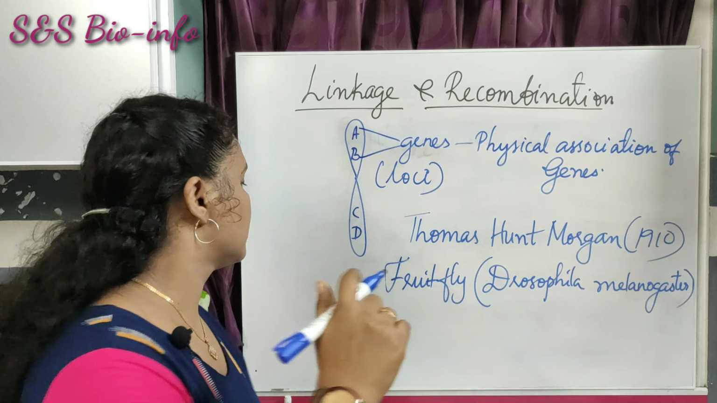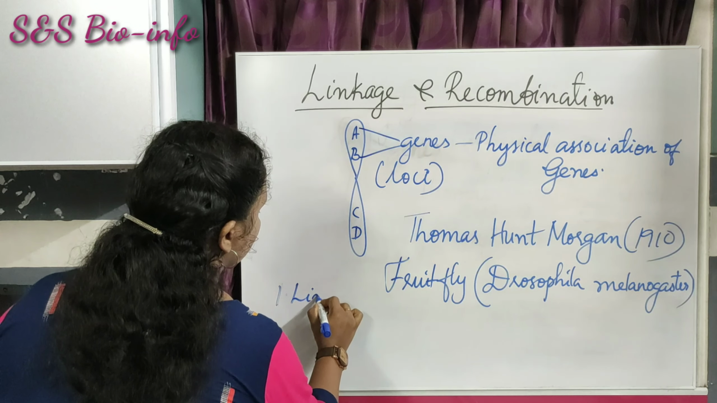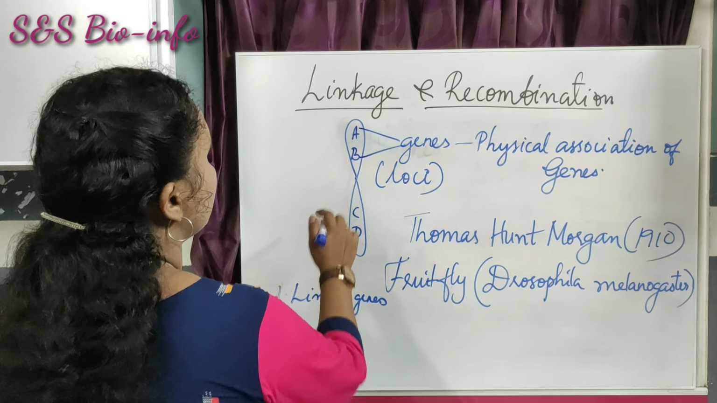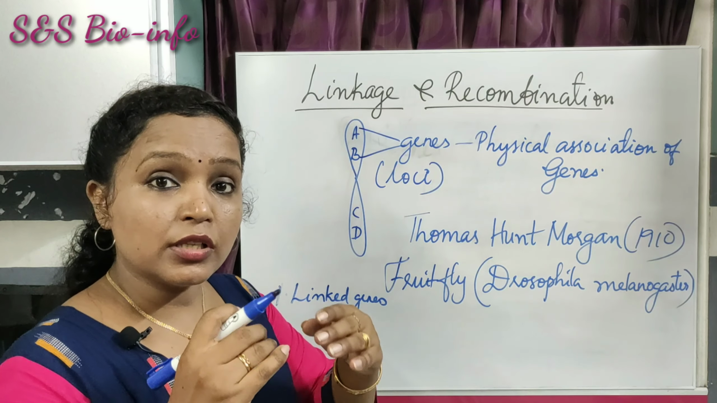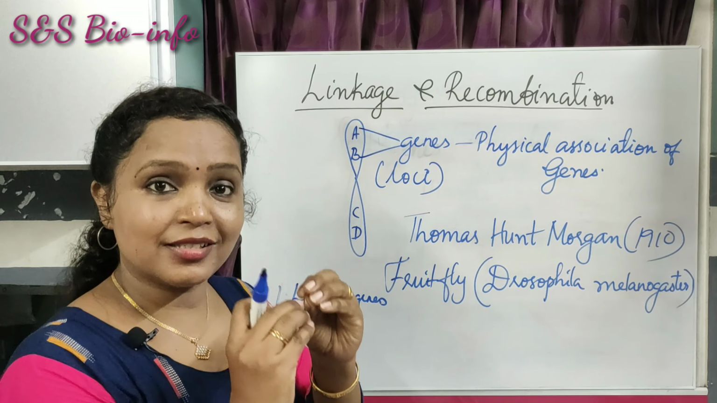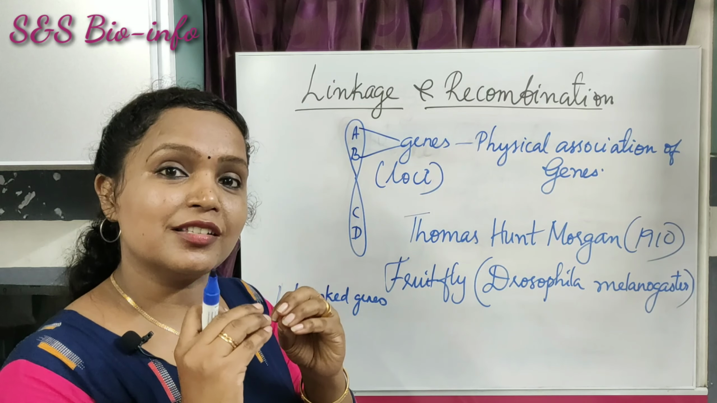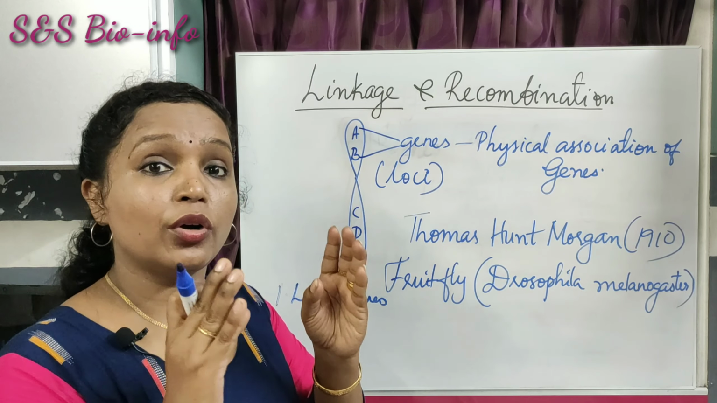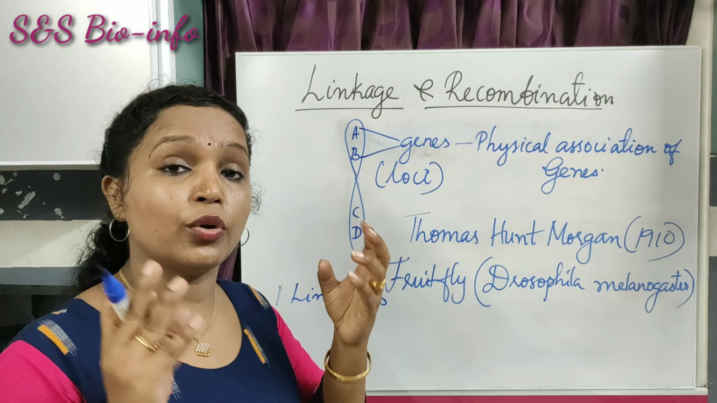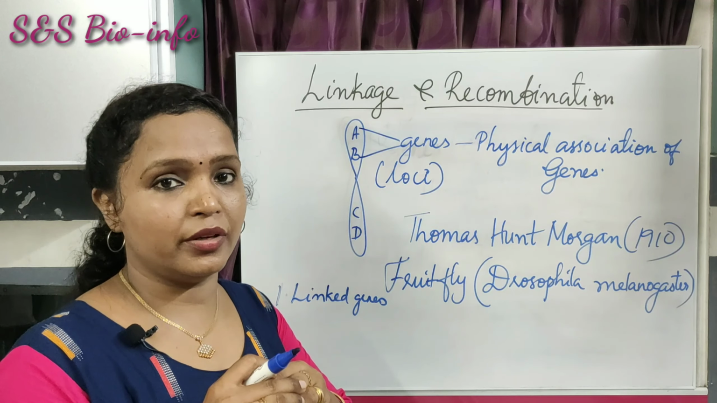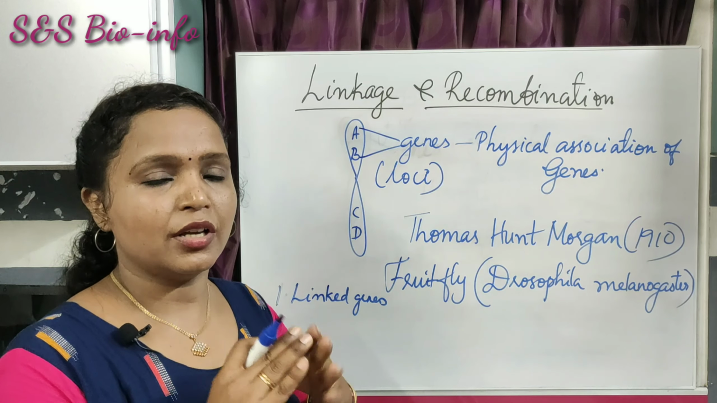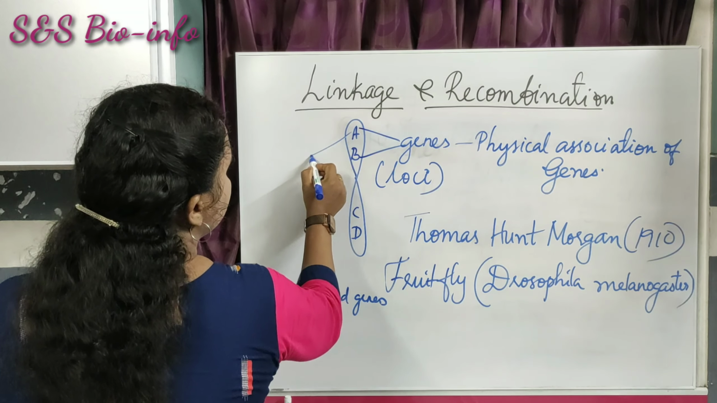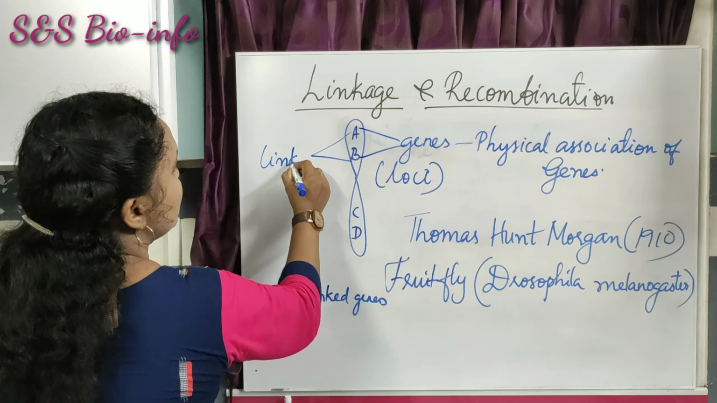First of all, linked genes. Look at the same chromosome. Here you can see the genes A and B. Those are closely located genes on the same chromosome. Such genes are known as linked genes. Linked genes always stay together. They do not show crossing over. That means they do not undergo independent assortment during cell division. So they always stay together. Such genes are closely located. They are known as linked genes. Here the genes A and B are linked genes.